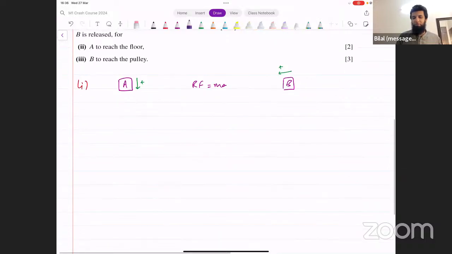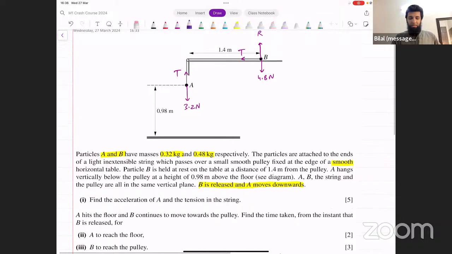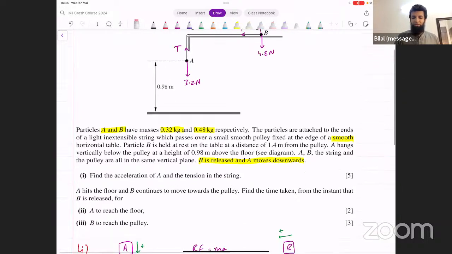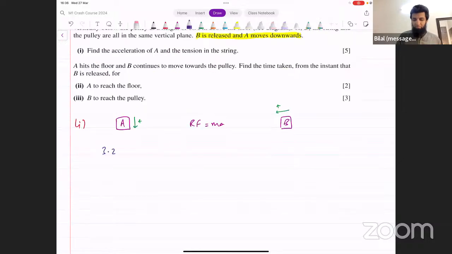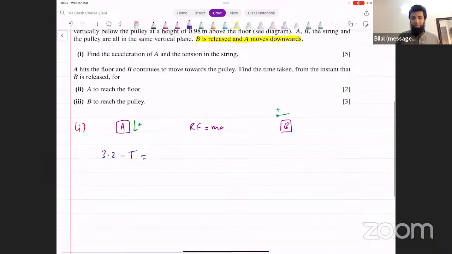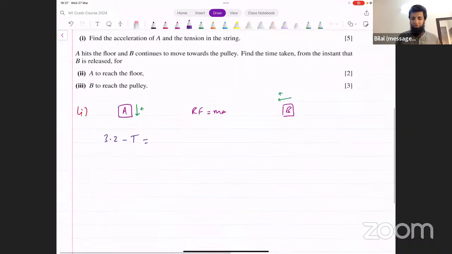Forward force minus the backward force equals mass into acceleration. What's the forward force for A? It's moving downwards. The forward force is 3.2. So we say 3.2 minus tension that was acting upwards, backward force, equals mass of A, mass is 0.32, times acceleration.